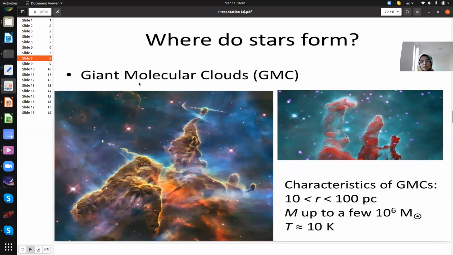The other thing is that we can see that stars form in giant molecular clouds, where the radius is between 10 and 100 parsec, and mass is up to a few 10 to the power 6, or 1 million solar masses. And the temperature is again around 10 Kelvin, which is low and cold. And here you see the Eta Carinae Nebula, and here you see the Eagle Nebula.